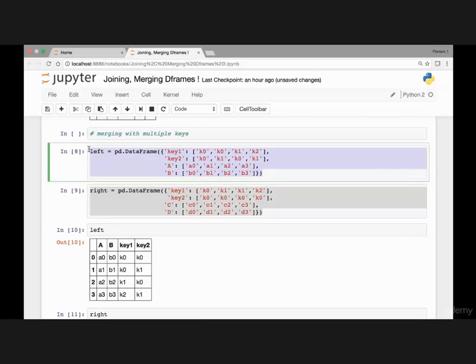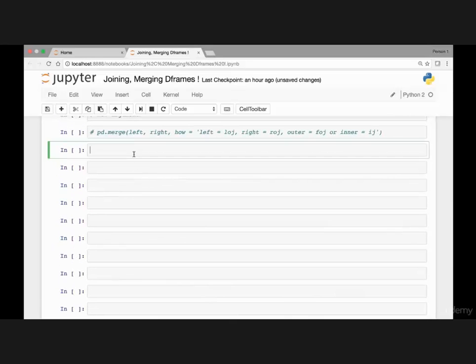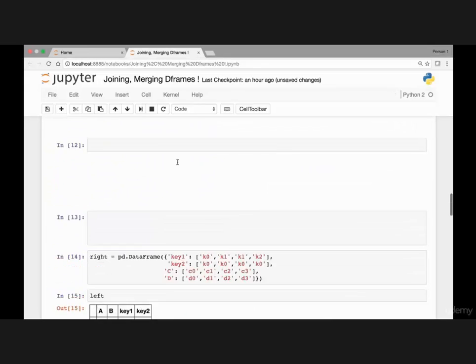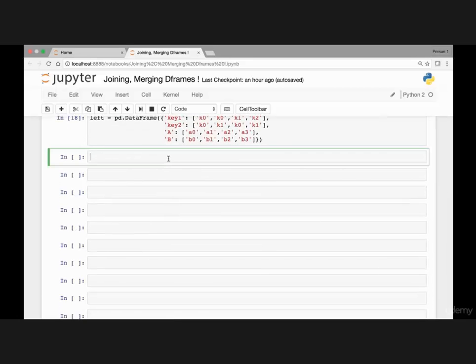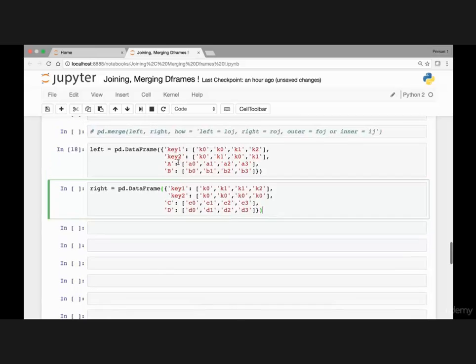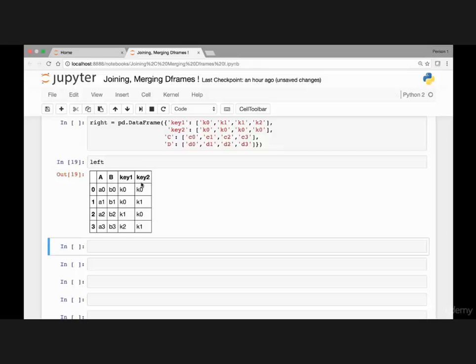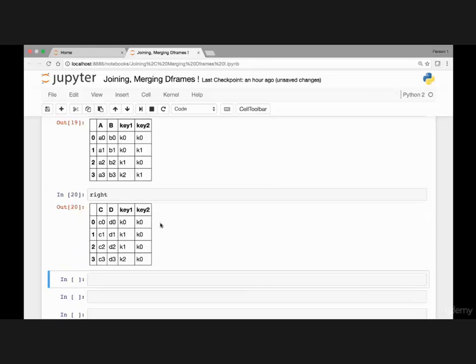I'm going to copy the two data frames that we created in the previous lecture. This is the left data frame, and let me also copy the right data frame. Okay, let's look at our two data frames. So we have the left data frame with key 1 and key 2, and we have the right data frame with key 1 and key 2.